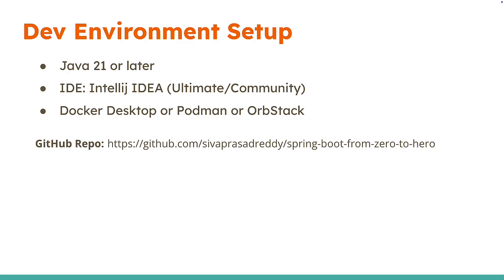And I am going to use IntelliJ IDEA Ultimate Edition, which provides a lot of support for Spring Boot application development. But if you do not have Ultimate Edition, you can still use IntelliJ IDEA Community Edition and then proceed along with me in this course. And we are also going to use Docker for running our dependent services like Postgres. And I am going to use Docker Desktop, but if you do not have Docker Desktop for any reason due to licensing or whatever, you can use alternatives like Podman or OrbStack to spin up the required services and then proceed further.